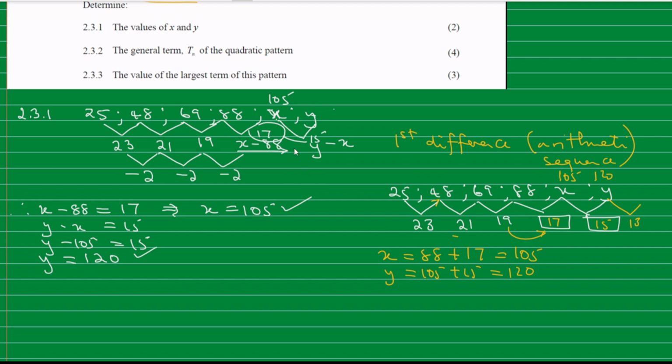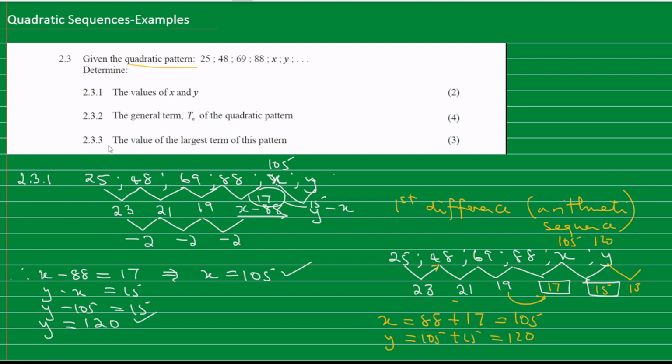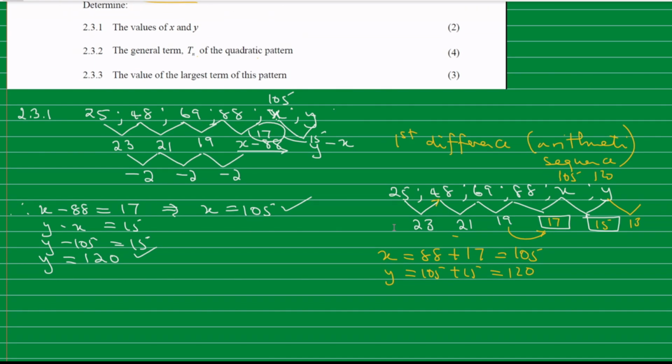Now let us go to the next part of the question. It says: determine the general term of the quadratic pattern. This is the question with the most marks. Determine the general term of the quadratic pattern. This is what we have been doing now. How do we find the general term?